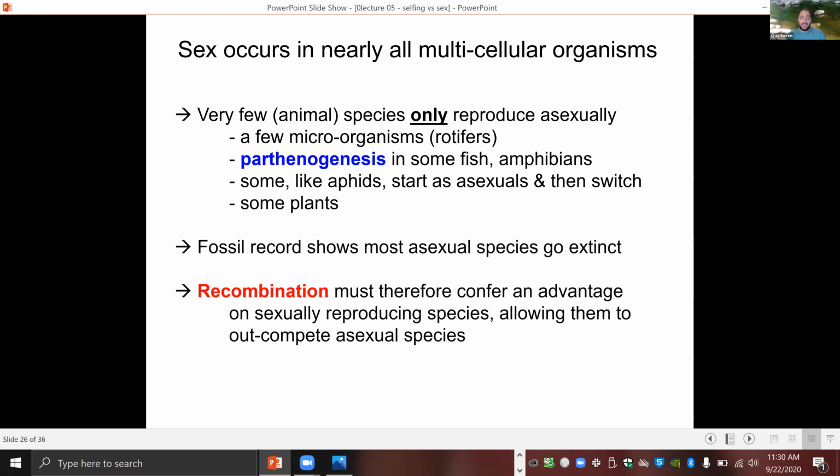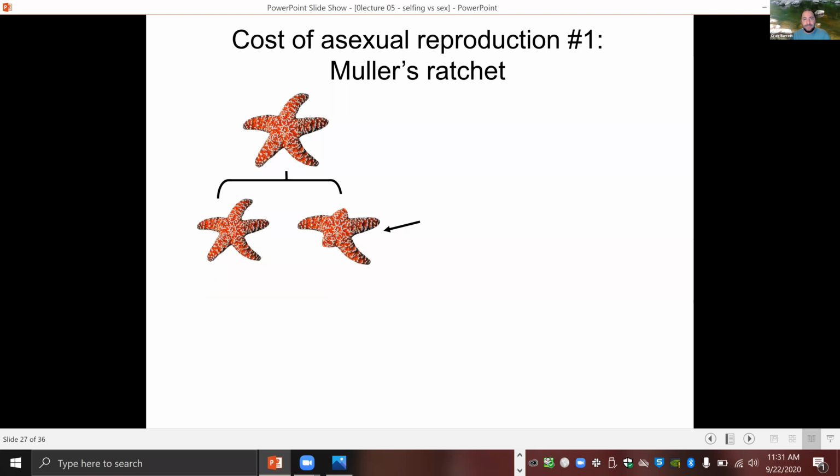However, the fossil record shows that most asexual species go extinct. There are certain characteristics, especially in plants, that you can use to tell whether a species is sexual or asexual. Then we find that they don't stick around very long in the fossil record. So mostly the transition goes from sexual to asexual reproduction, and that often leads to extinction. Recombination must therefore be pretty important, conferring an advantage on sexually reproducing species, allowing them to outcompete asexual species.